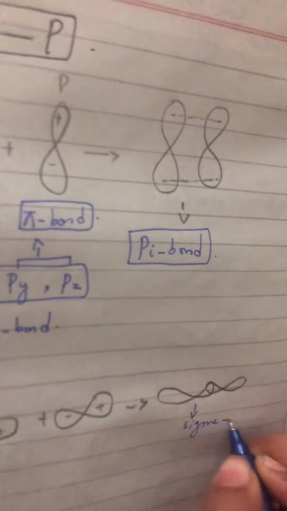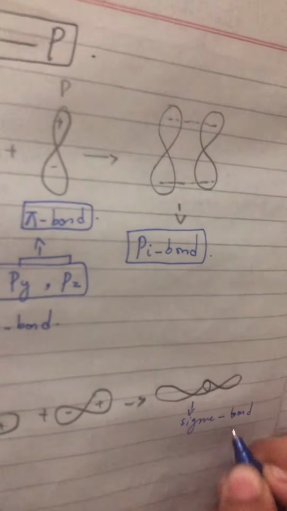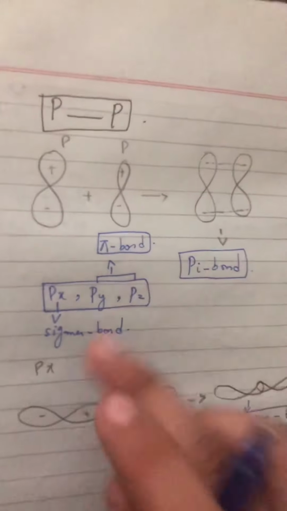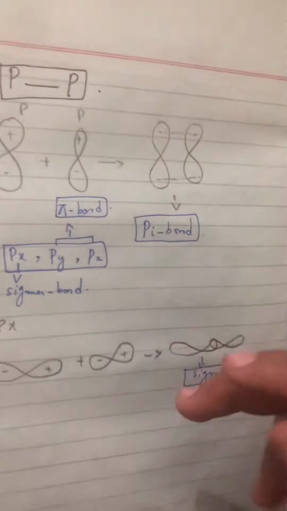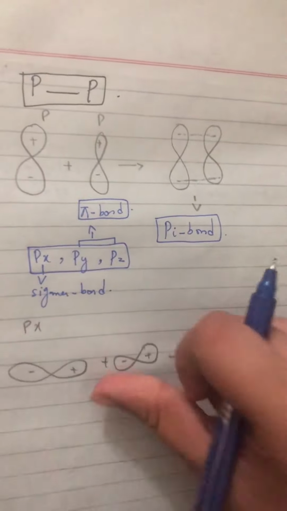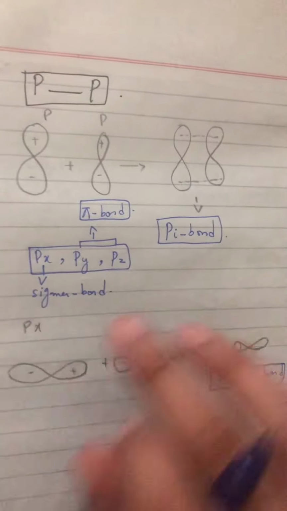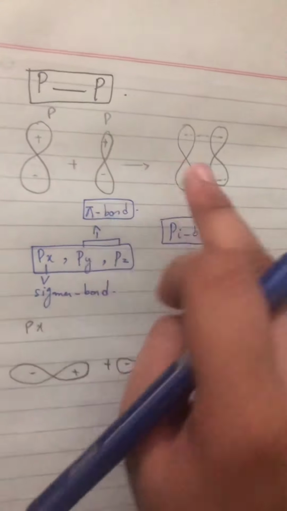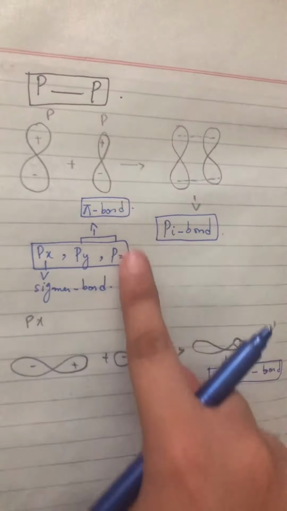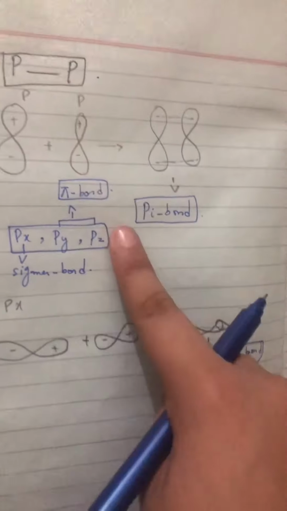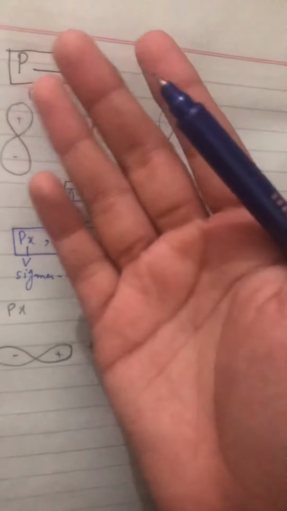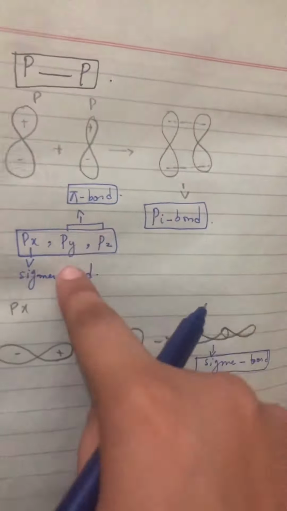This is called a sigma bond, which means in P there are some exceptions: it will not make only a pi bond or only a sigma bond. In PX we will have a sigma bond. On the x-axis there will always be a sigma bond, and in PY and PZ, because PY is like this in lateral, we can say parallel, and PZ is also like this, that will be called the pi bond in PY and PZ.